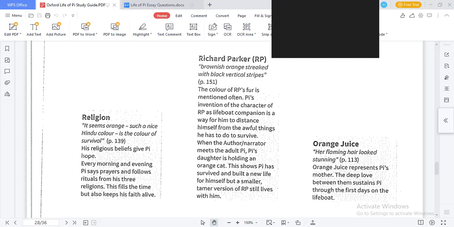This shows Pi has survived and built a new life for himself. That's what you want to write down. But a smaller, tamer version of Richard Parker still lives with him. Like you can get a guy who's so boisterous, vicious and rude, he gets a child or baby and suddenly becomes so soft. So what does the cat symbolize? This shows Pi survived. He's built a new life for himself, but a smaller, tamer version of Richard Parker still lives with him.